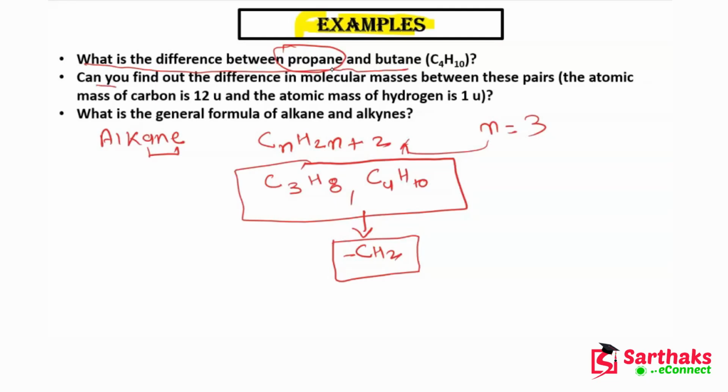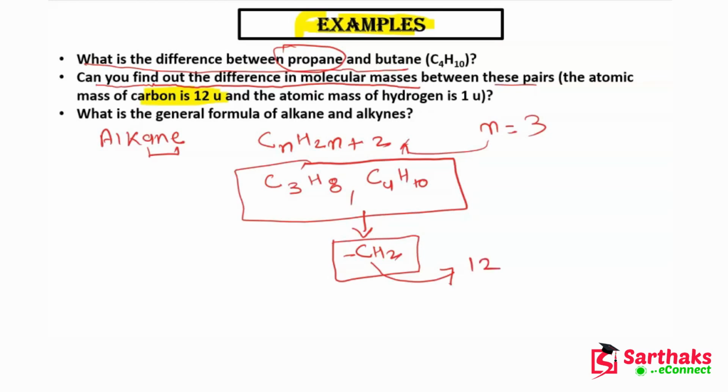Now here another question is, can you find out the difference in molecular masses between these pairs? Of course, we can find out the difference. The difference between the propane and butane is CH2 unit. And what is the molecular mass of carbon? In this question, you have been given the molecular mass, and that is 12 unit.